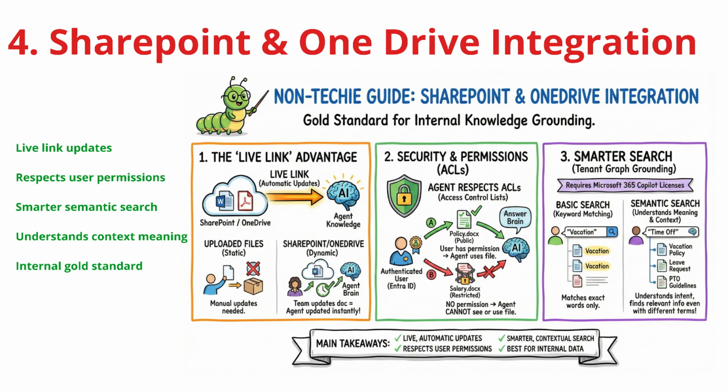Finally, box 3 shows smarter search. If you have Microsoft 365 Copilot licenses, you enable semantic search. Instead of just basic keyword matching, the AI understands context and intent, finding the right document even if the user types slightly different terminology.